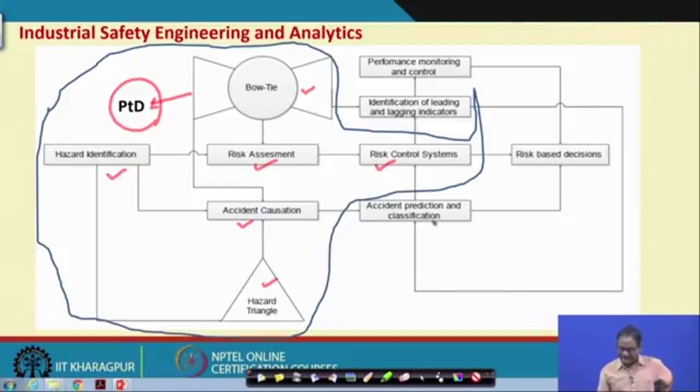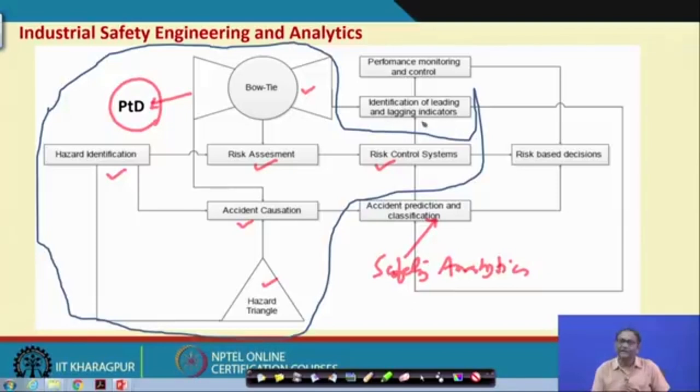Apart from this, there is accident causation. Accident causation leads to accident prediction and classification. This is coming under basically safety analytics. And then you see that risk control system leads to identification of leading and lagging indicators, and that also helps in improving the performance of the system by monitoring and control. And there are a lot of risk based decisions. I intentionally put this under safety engineering, but not under PTD, but there is overlap and one cannot be separated from the other.